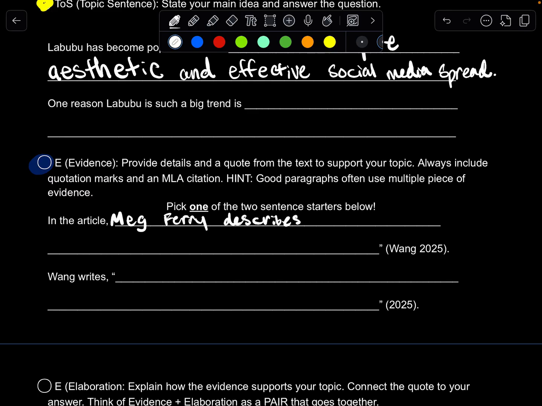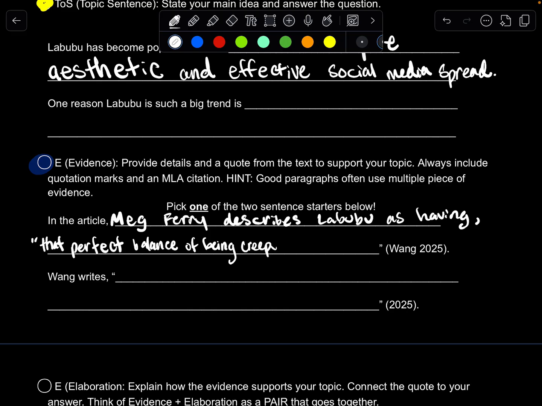describes Labubu as having, comma, and now I'm going to actually quote, that perfect, and so this is a direct quote, that's why I use the quotations, balance of being creepy, I should have written smaller. I'm already regretting my choices. But cute. All right, and then end quote. Wang 2025. I apologize, just to clarify.